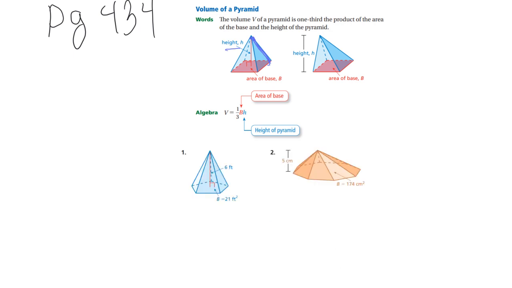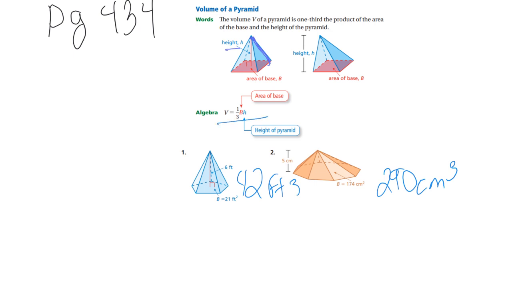Okay, so I want you to try these problems, pause, and come back and check your answer. All right, so for your answers, you should have gotten 42 feet cubed and 290 centimeters cubed. So I'll do the first one just as another example.